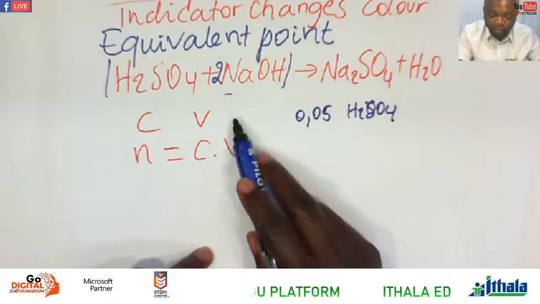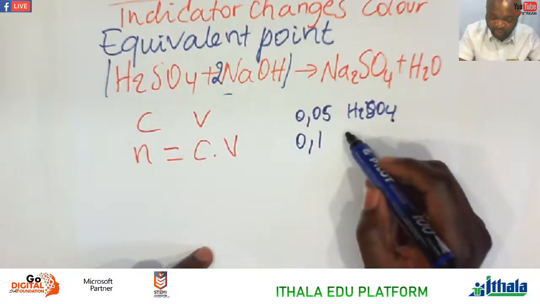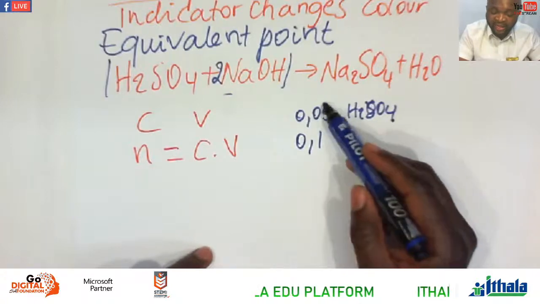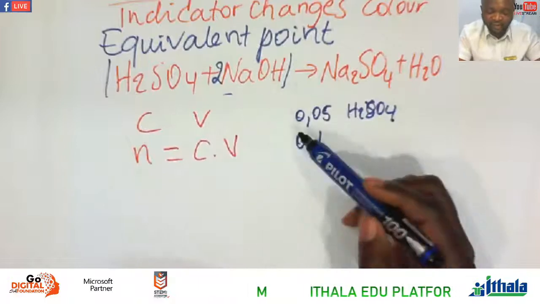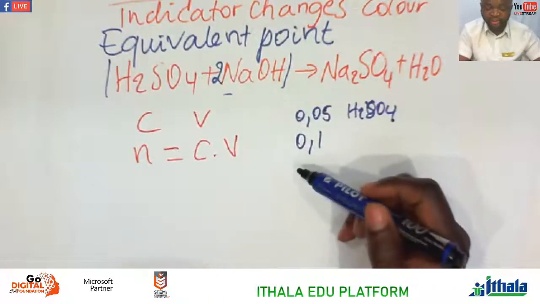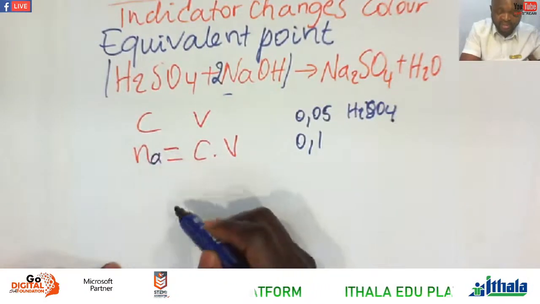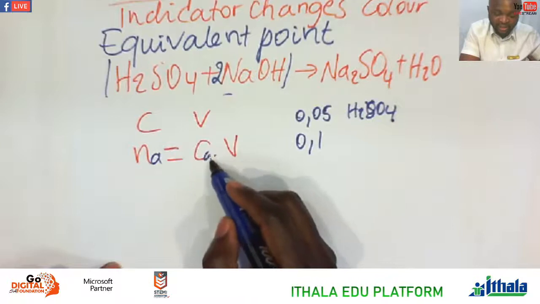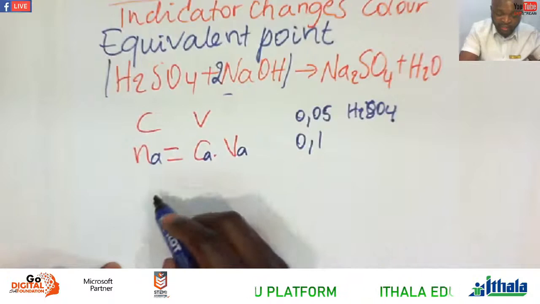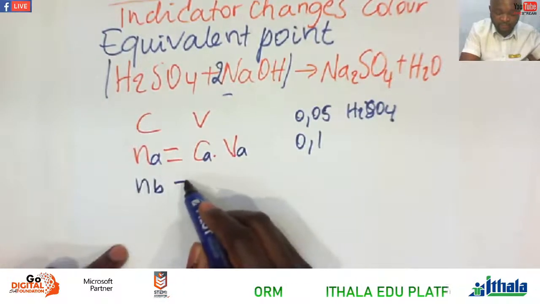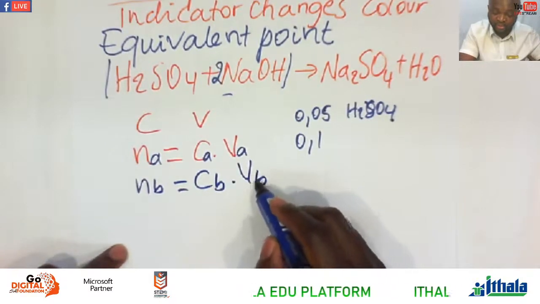H2SO4. The number of moles for sodium hydroxide is 0.1, twice of that one, right? So when I change the number of moles of the acid, the number of moles of the base will also change so that we maintain a particular ratio. If the number of moles of the acid is Na, then the concentration of the acid is Ca and its volume is Va, and the number of moles of the base is Nb, with concentration Cb and volume Vb.